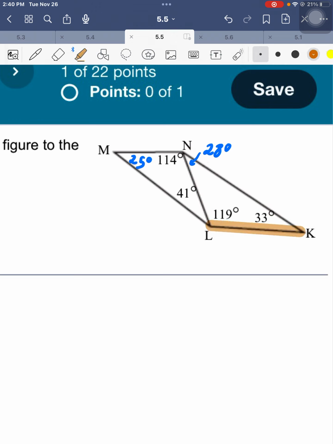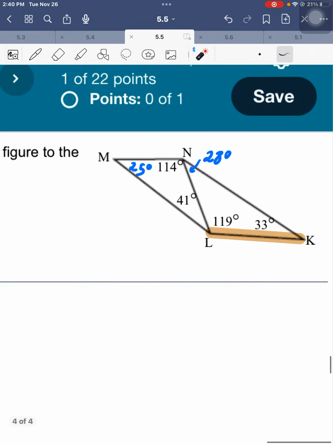So do you guys already know why the answer is actually LK? Because you should already know, based on the previous problem, that if this is 25 in this triangle, well, this NL shares a side, so it's not that easy. Maybe it's 25 degrees proportional to this one, but it's 33 in this triangle.